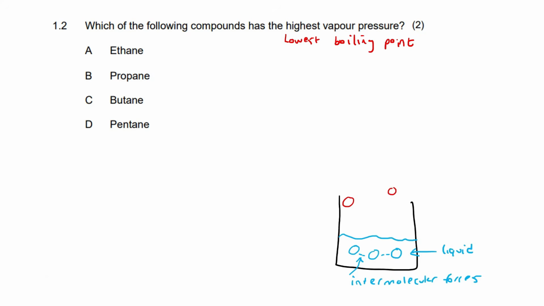Into gas, molecules are more spread out. In order to go from this phase over here to this phase over here, you need energy. You need energy to be able to overcome these intermolecular forces and then allow them to get out of this liquid phase and enter the gas phase. So to go from liquid to gas, energy is needed. Now that energy is provided in the form of heat or temperature.